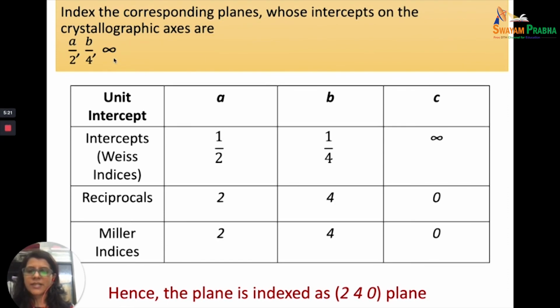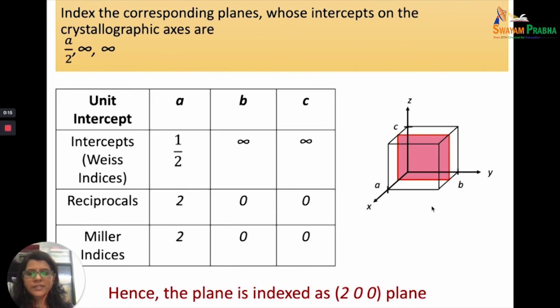Similarly, this one: a by 2, b by 4, infinity. You write down the Weiss indices 1 by 2, 1 by 4, infinity. You take a reciprocal, you get 2, 4 and 0. Because it is already a clear number, you get 2, 4, 0. Now let's look at this plane. The intercepts are 1 by 2, 1 by 4 and infinity. You take reciprocal, you get 2, 4, 0. So the plane is indexed as the 2, 4, 0 plane.